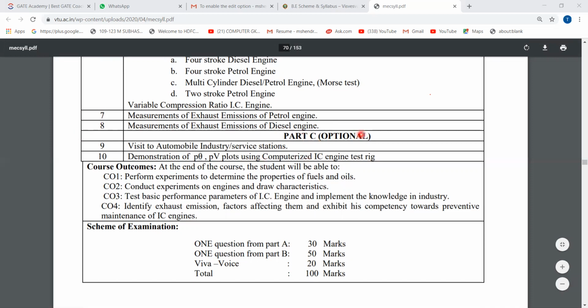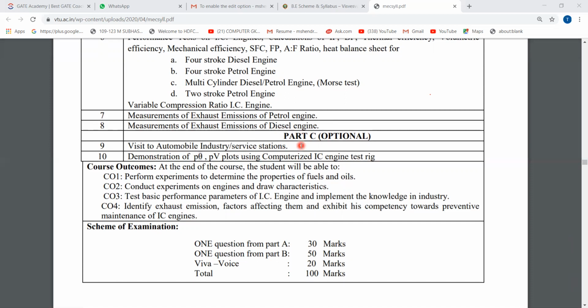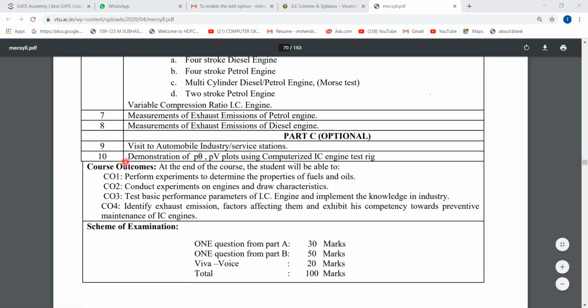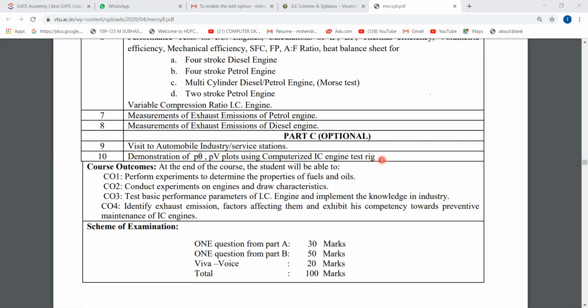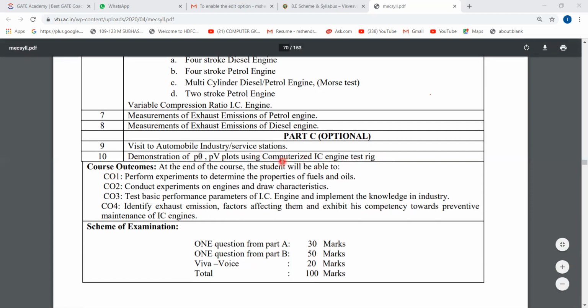Part C is optional. If possible, we will visit a nearby automobile industry or service station to observe the different parameters considered for service and how the service is done for automobiles. The last one, the 10th, is also optional: demonstration of P-theta and PV plots using computerized IC engine test rigs. This experimental setup is also there in our automobile engineering lab, so we'll see in detail while conducting the experiments.